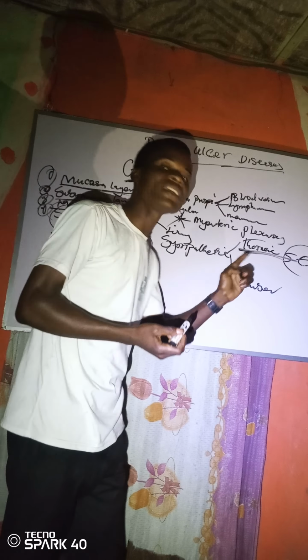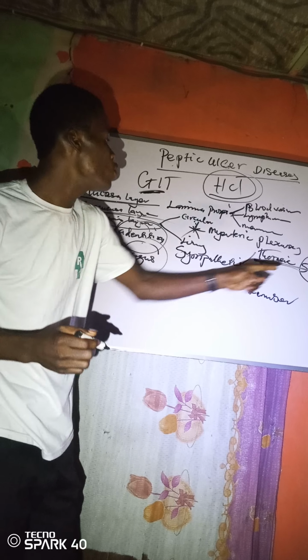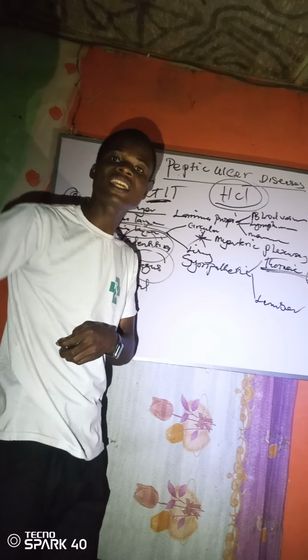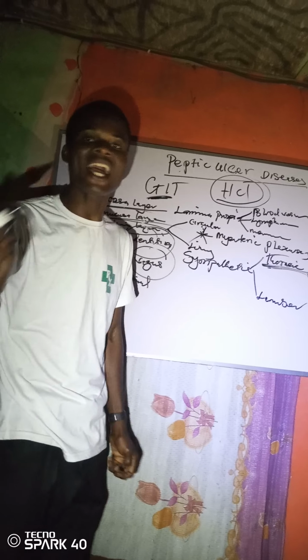That is one of the reasons why we have chest pain when we are having an ulcer. So if the hydrochloric acid in the stomach has hit the mucosal layer of the stomach, you will be having chest pain. Why? Because the signal that is coming from the stomach will branch into this thoracic nerve.